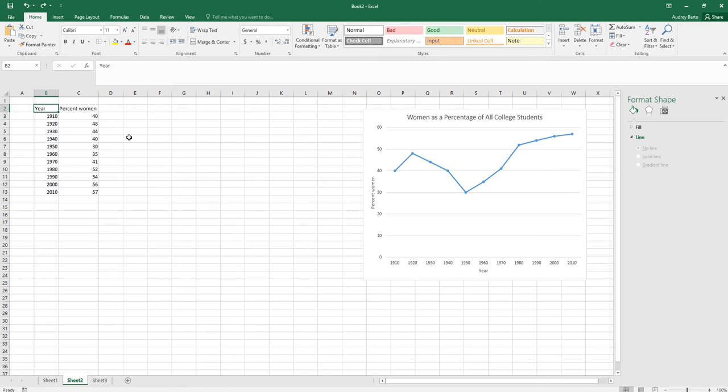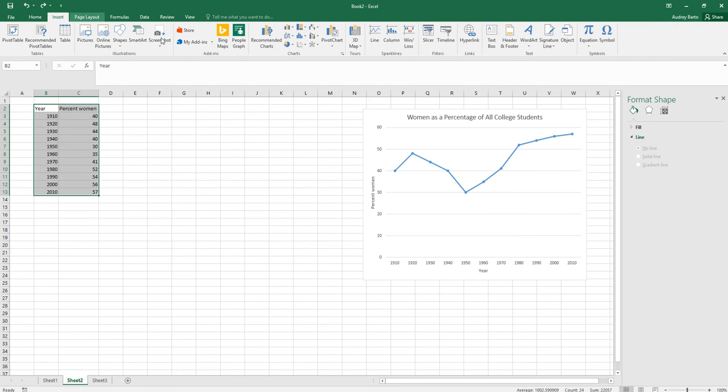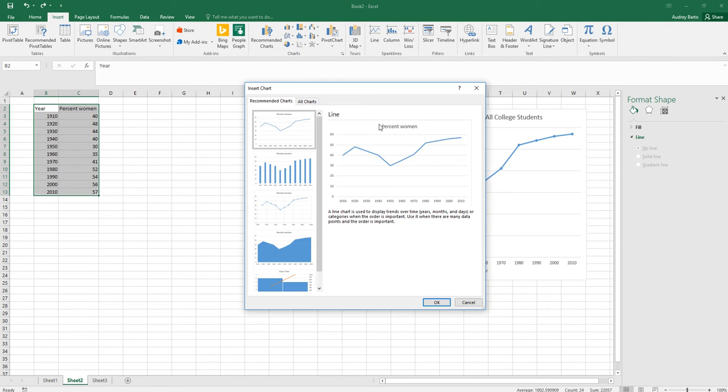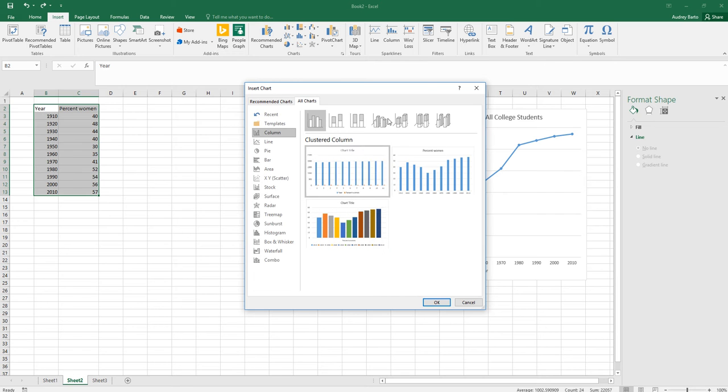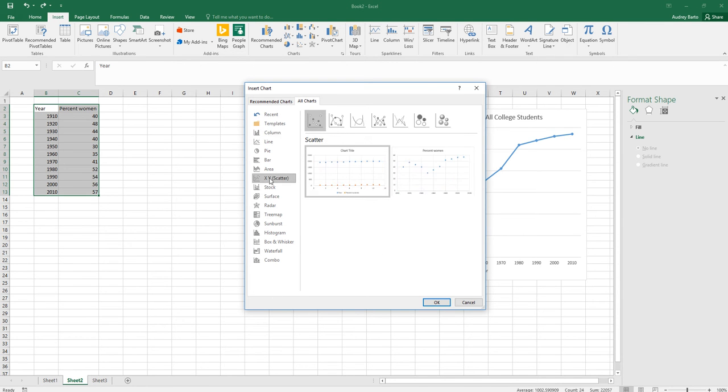Let's say we want to display this as a scatter plot now. You would select your two columns of data and then insert, and for the chart options, go to all charts, and then choose the XY Scatterplot. What this is doing is interpreting these data points as points with an X value, or a horizontal value, and then a Y value, or a vertical value.